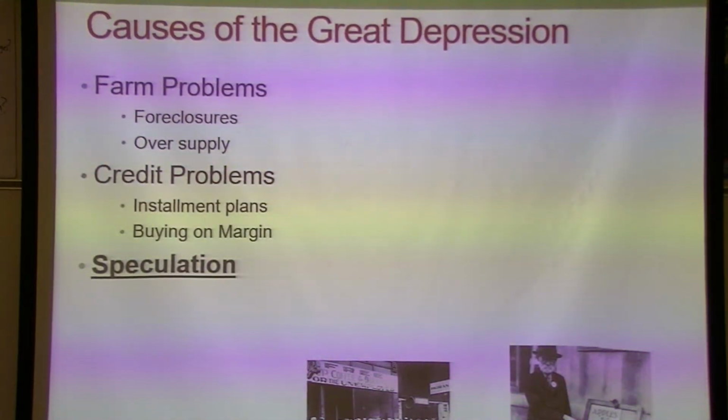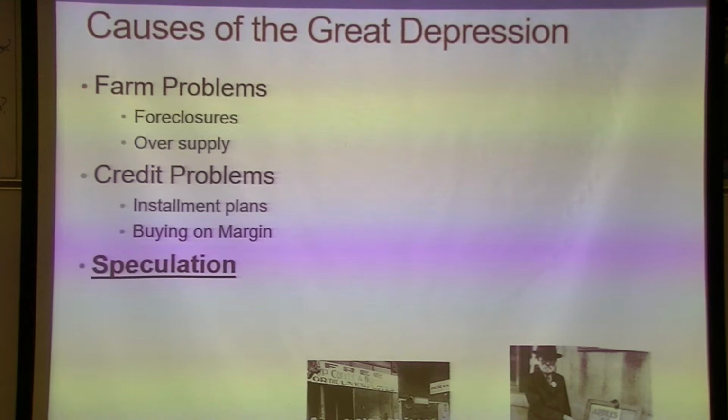Credit problems, both business and individual. People were buying a lot of things on credit. Businesses were buying on credit there. The installment plans that we talked about in the 1920s, where you would buy something, pay $10 down, pay $10 a month for the next 10 months on something.